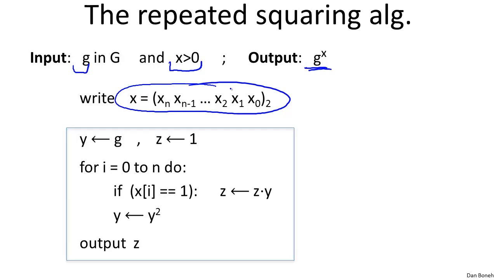And then what we'll do is the following. We'll have these two registers. Y is going to be a register that's constantly squared, and then Z is going to be an accumulator that multiplies in the appropriate powers of G as needed. So all we do is the following.